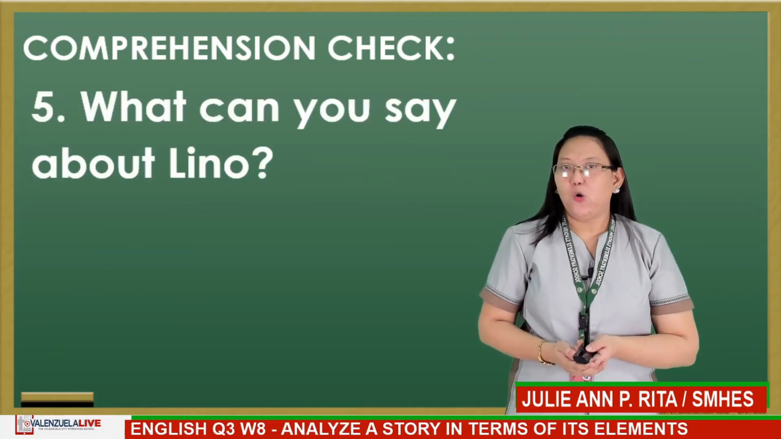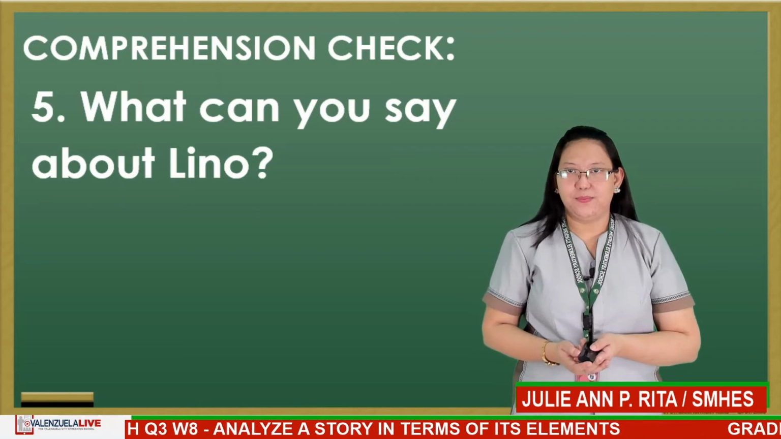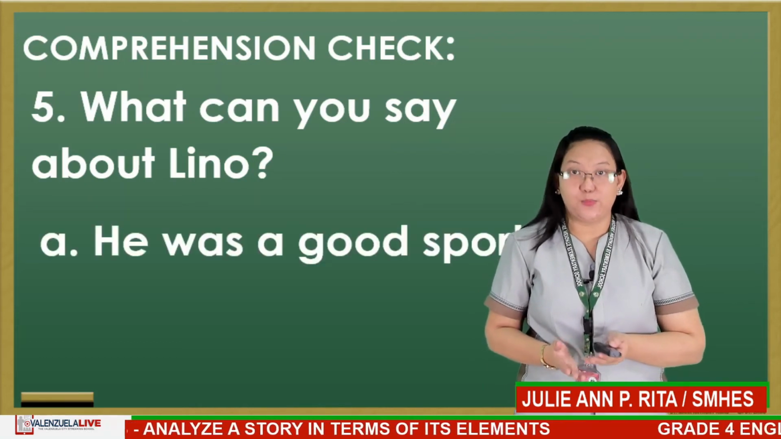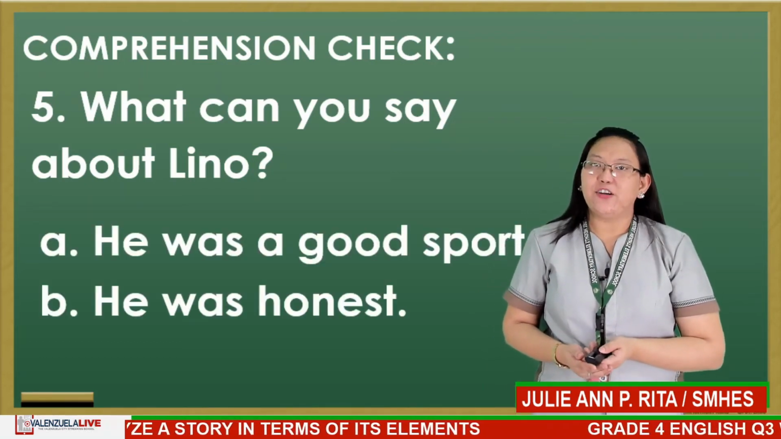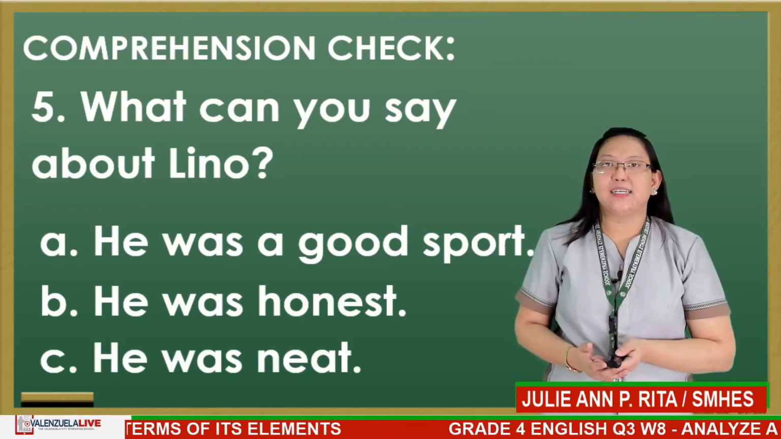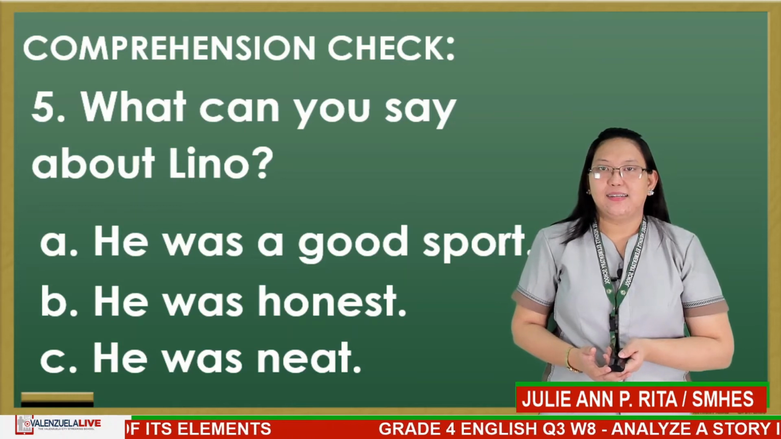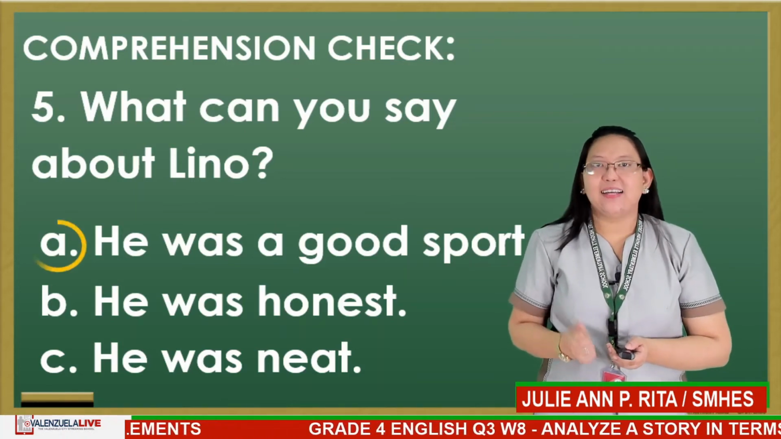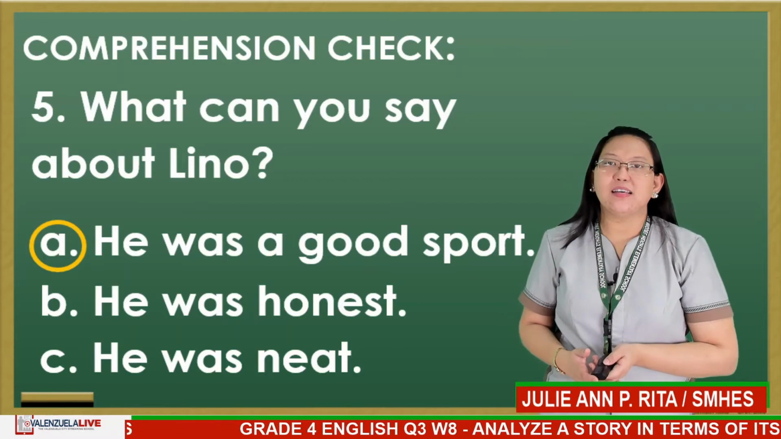Number 5. What can you say about Lino? Letter A, he was a good sport. Letter B, he was honest. Or letter C, he was neat. Exactly right. The answer is A. He was a good sport.